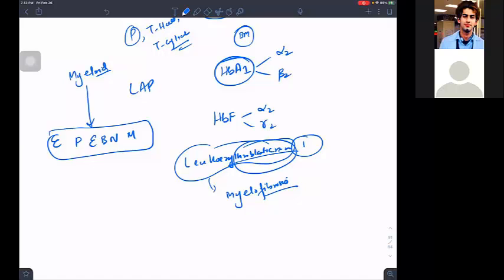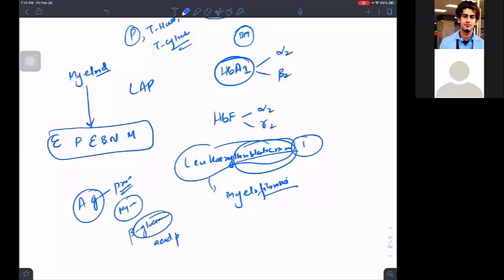Does the neutrophil contain azurophilic granules? Yes or no? Yeah, it contains azurophilic granules. So what is present in azurophilic granules? It contains proteinases, myeloperoxidase, beta glucuronidase, and acid phosphatase. Okay, that's right.